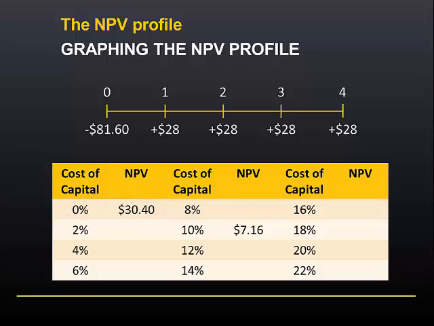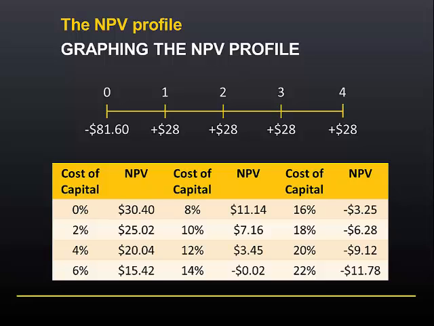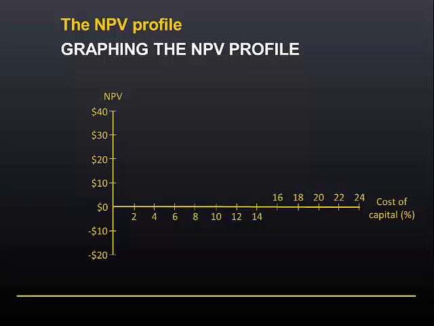We can calculate the remaining NPVs with a normal calculator, but it's generally quicker to do it with a spreadsheet. So these are all the net present values for this project for each different cost of capital. The NPV profile is drawn on a set of axes such as this, where the horizontal axis is the cost of capital and the vertical axis is the net present value. And this is the NPV profile for that project.